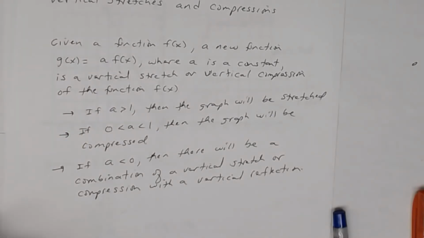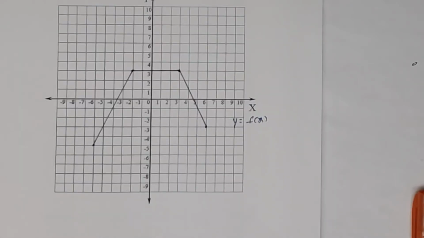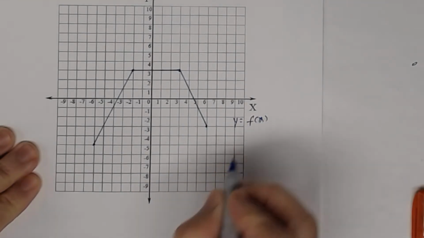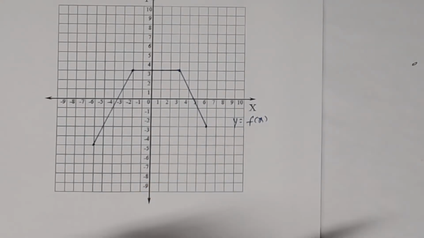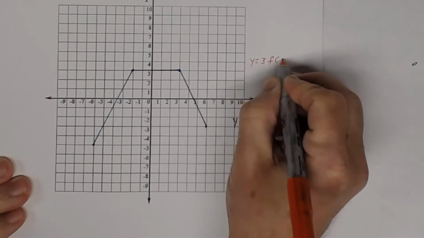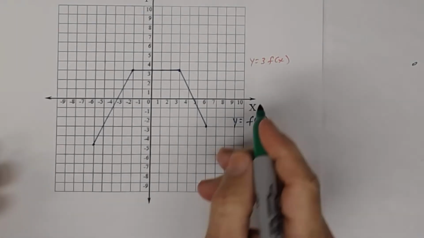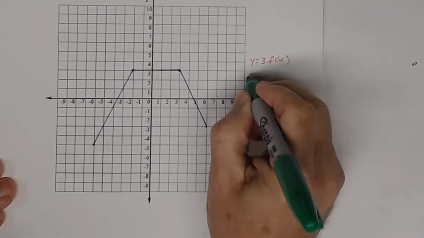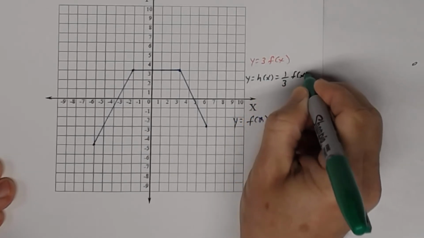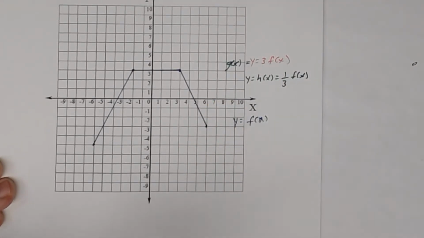Okay, so let's look at some examples. Here is the graph of function f of x. We're going to call this f of x. And what I want to do is graph this function here, y equals 3 f of x. So we're going to graph two things. I want to graph 3 times f of x, and I want to graph y equals, let's say this is h of x, equal 1/3 f of x. And let's call this g of x here. So this is g of x. This will be h of x.